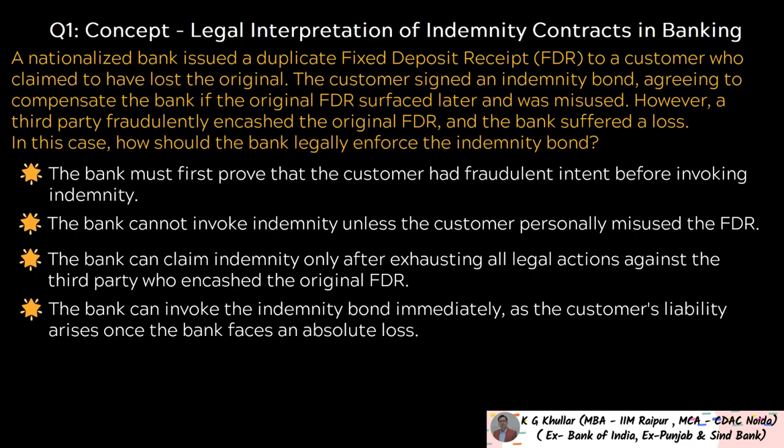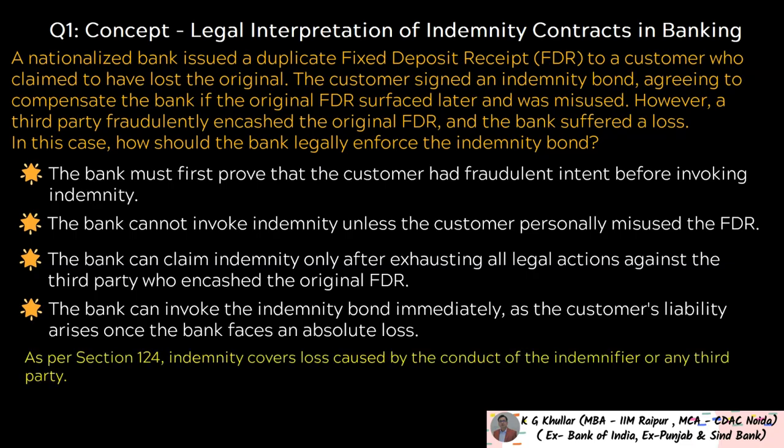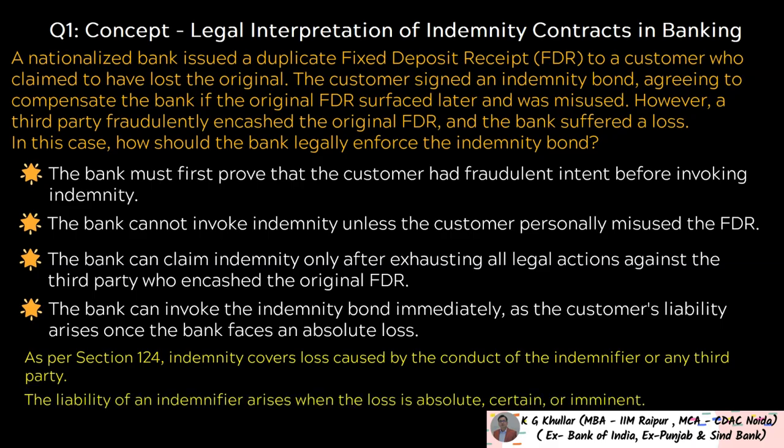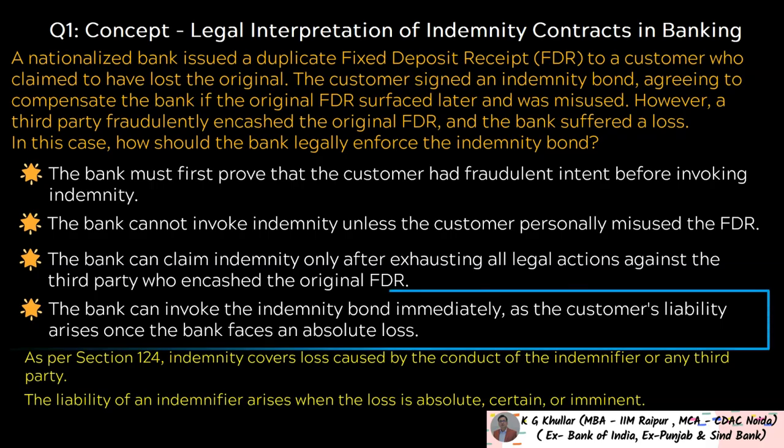Now friends, as we have learned earlier in the theory part, as per section 124, indemnity covers loss caused by the conduct of the indemnifier or any third party. We have also seen that the liability of an indemnifier arises when the loss is absolute, certain or imminent. And we also know that banks routinely issue indemnity bonds before processing duplicate FDRs, DDs or traveler's checks to mitigate such risk. So as far as this question goes, the correct option is option D.